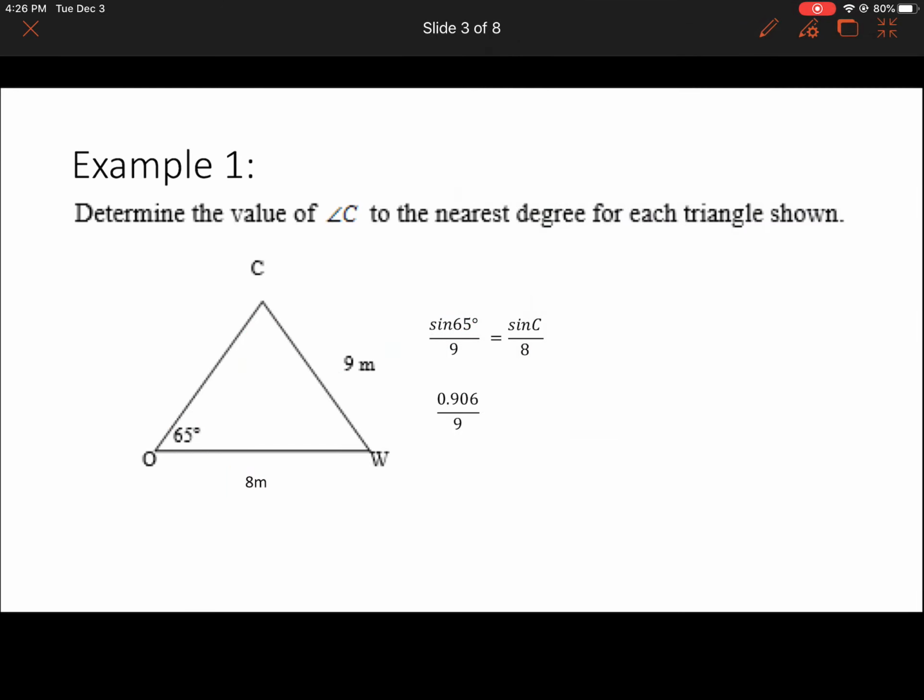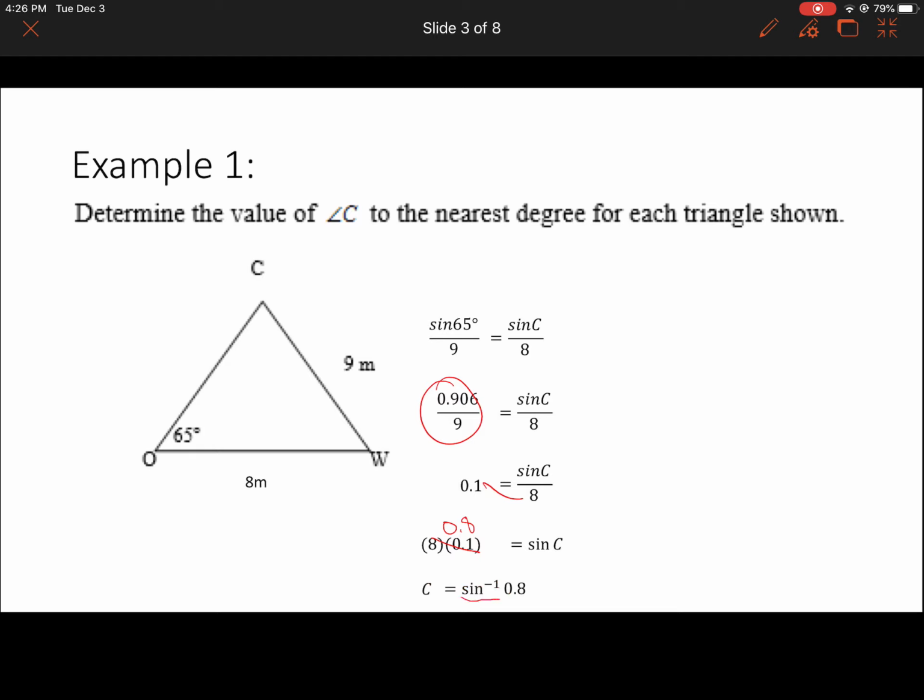Anyway, let's work at it. Sine of 65, put that into the calculator, we get 0.906. Divided by 9, that stays the same, and that continues to equal that. Next step. Well, let's just solve that. Just do that division. It's equal to approximately 0.1. It's also equal to sine of C over 8. Multiply both sides by 8. Sine of C equals 0.8.